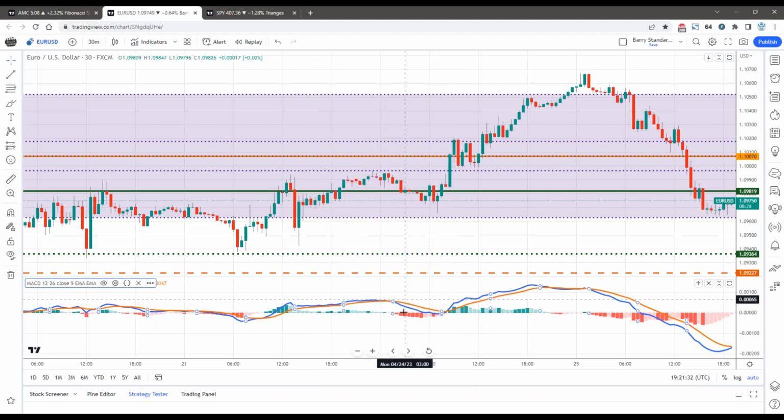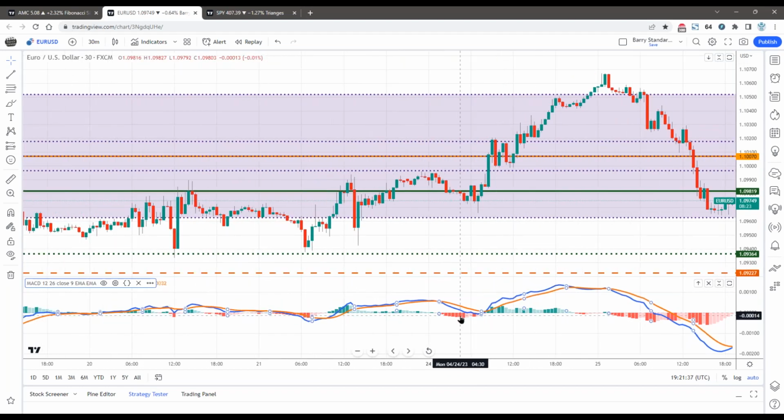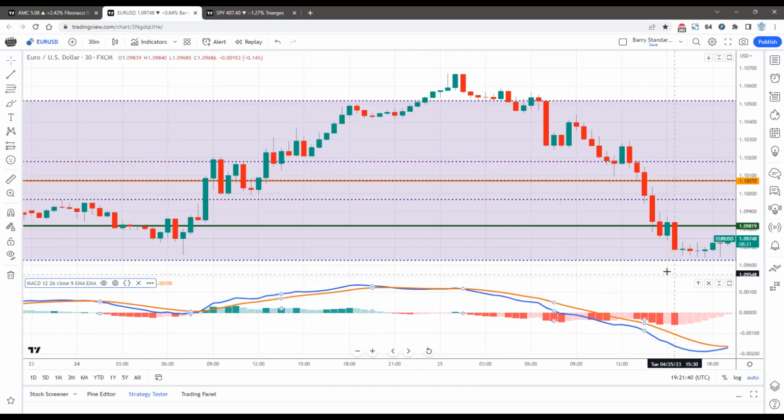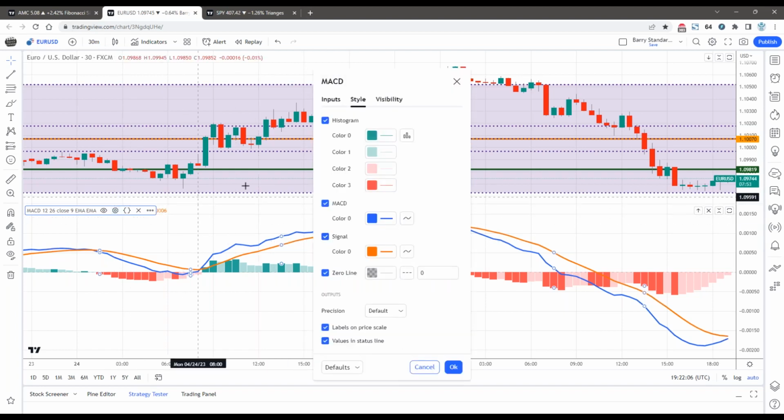Now, this histogram down below here is nothing but a visual representation of the values of these two lines that we've drawn on the chart. Now, I don't use these lines for anything. I simply use my histogram because I can see everything and anything I need to see within that histogram a lot easier, with fewer things on my screen.